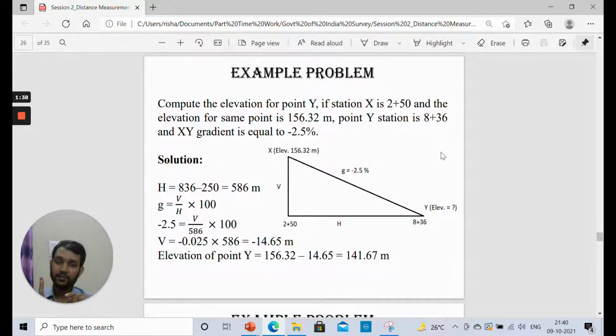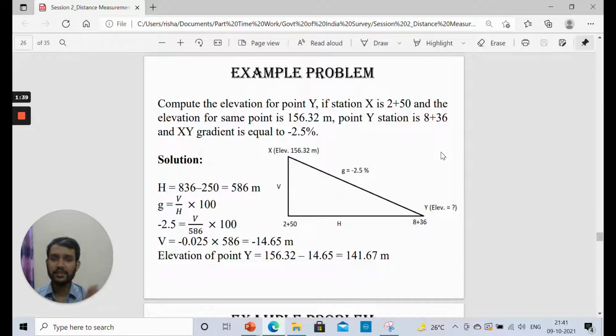If it is given that the particular tape length is 70 meter, then 2 plus 50 will denote 2 into 70, because 2 times the complete tape length has been taken, that is 2 into 70, 140 plus 50, so it will be 190 meter. And 8 plus 36 will be 8 into 70 plus 36. But here, since nothing is given, the station point of X is 250 meter and the station point of Y is 836 meter.